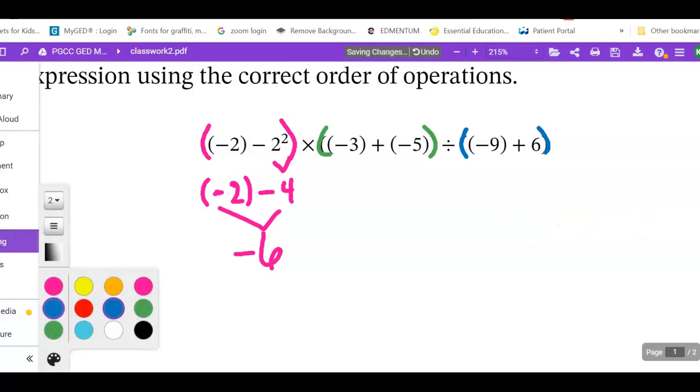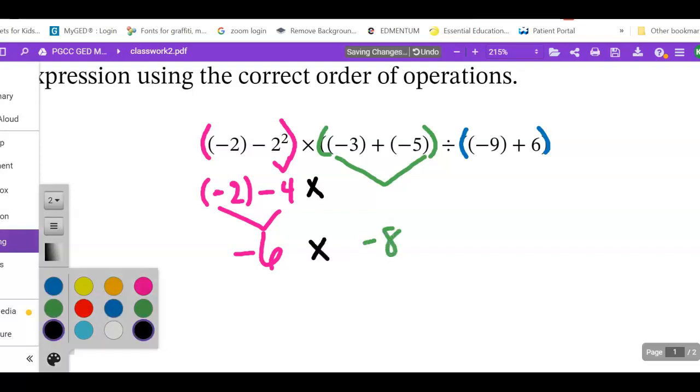And I see my multiplication is in between this one. I'm going to go ahead and do what's inside this parentheses. I have negative 3 plus negative 5. Integer rules, negative plus negative. Add, keep it negative. Negative 3 plus 5, 5, 6, 7, 8. That's going to give me a negative 8. Remember that multiplication is right there.